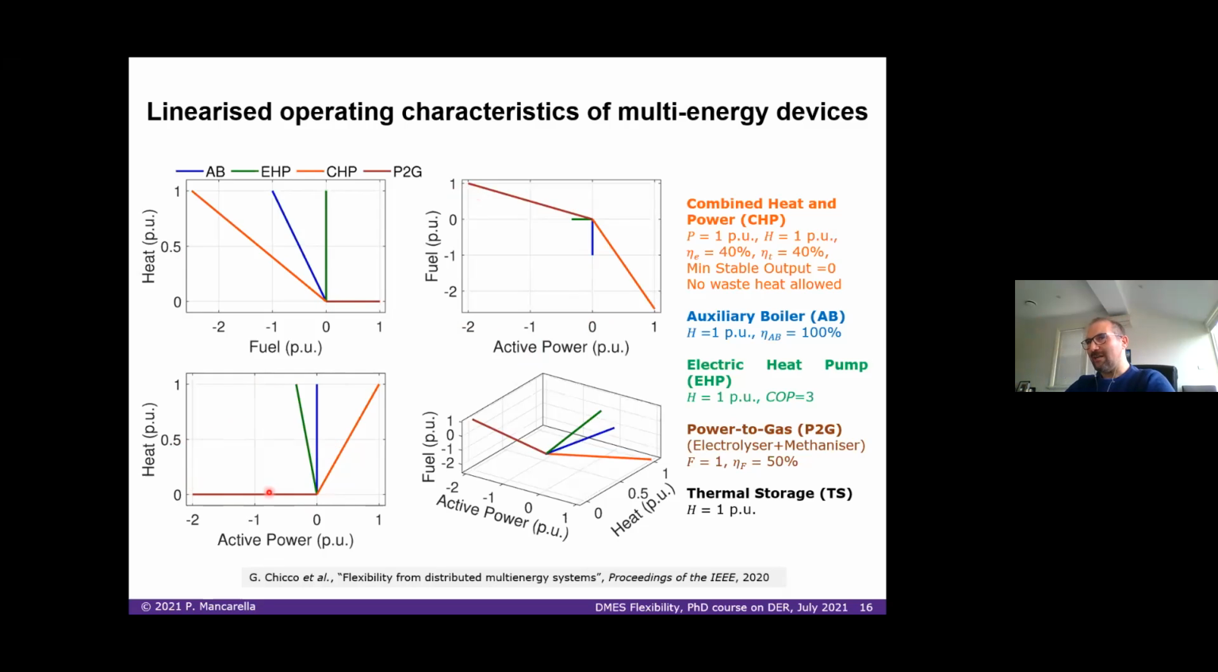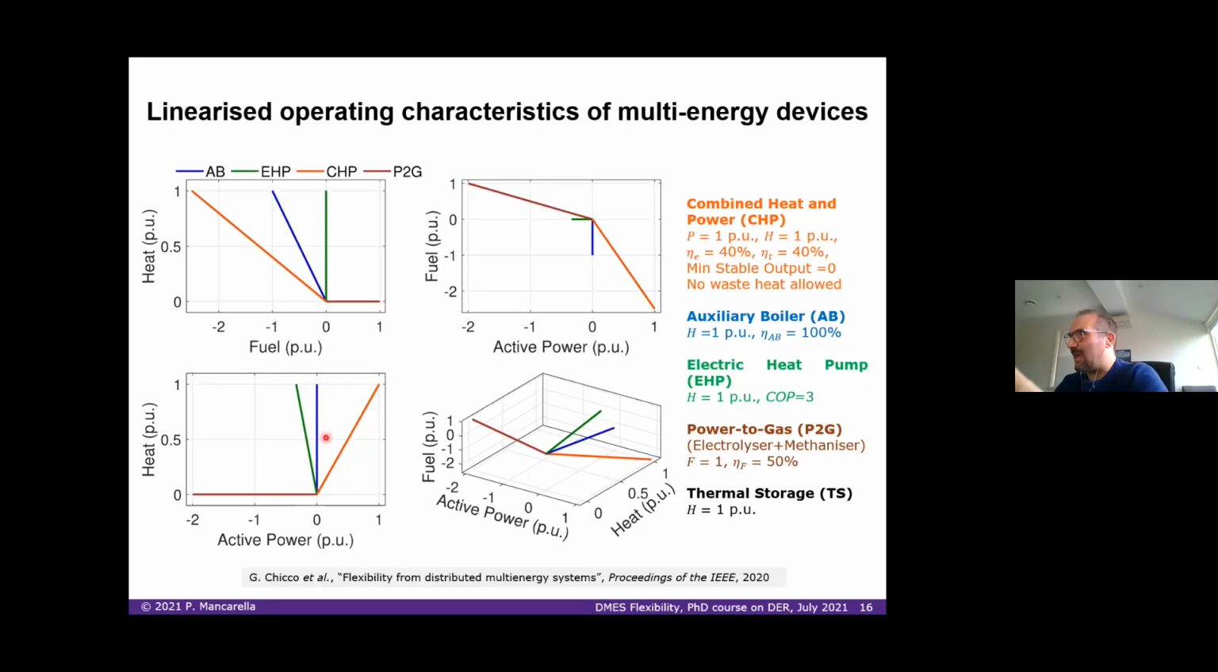If we go back to active power heat map, how do I model the electric heat pump? Well, effectively, as you can see here, if I consume electricity, a negative sign for active power means consumption of electricity. In this case, I am producing heat, so there is a positive value for heat because I'm producing heat.